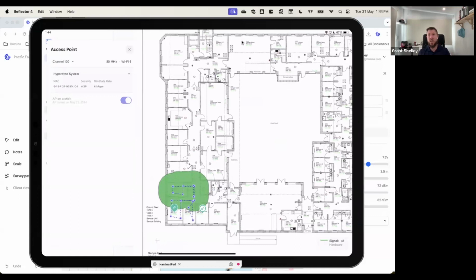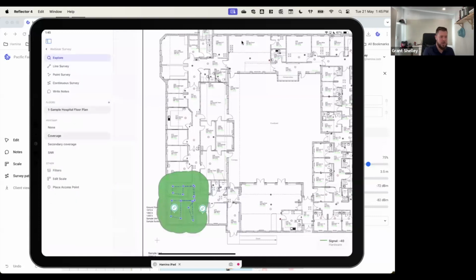As you can see here, my preference for AP on a stick is that it's a 2-person job. You've got one person doing the surveying and one person moving the AP. If you've got walkie-talkies, great. Otherwise, a phone works as well, because then you can radio or call them and say, okay, can you move the access point to the next position? And off they go. Otherwise, it can be a little bit tricky as a one-person job.